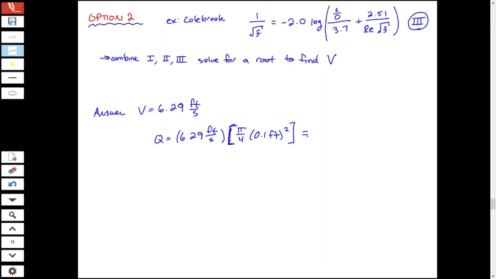And then when we go through that calculation, let me go ahead and do that on my calculator real quick. We will get 0.49 cubic feet per second.